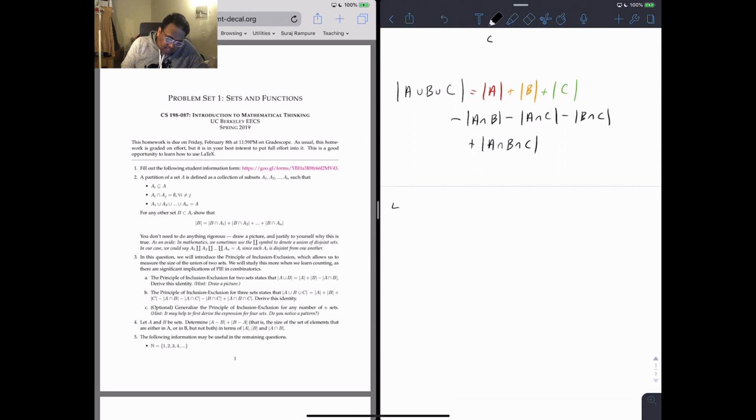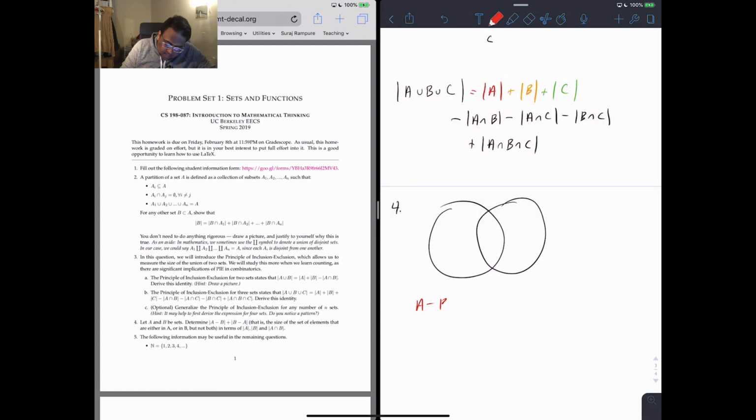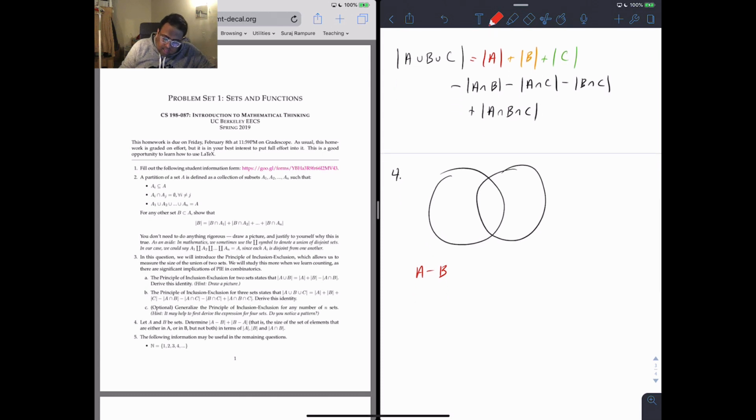So number 4 is actually an extension of this problem. It says let A and B be sets, determine the cardinality of the difference of A and B plus the cardinality of the difference of B and A. Let's take a look at this picture. What exactly does this want us to count? First, let's label what the difference between A and B is. Recall, A minus B is the set of everything that's in A and not in B. So what's the region that's in A and not in B? Well, it's just this.